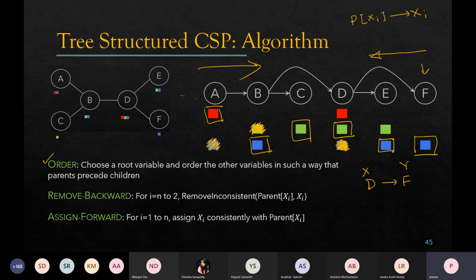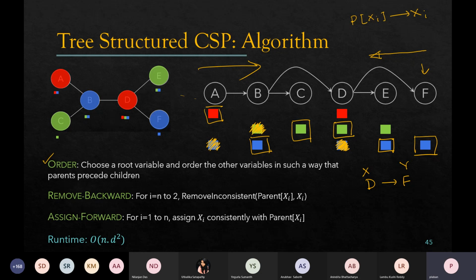So you see the algorithm is super simple. You just need to order it in the tree order. Then you do a backward pass to remove all the inconsistencies, and as you do it, you have all the arcs consistent. And you now try to assign the values to the variables in a forward manner. One thing that you need to check while assigning a value to a variable is whether it is going well with the assignment that we have made for its parent, right?